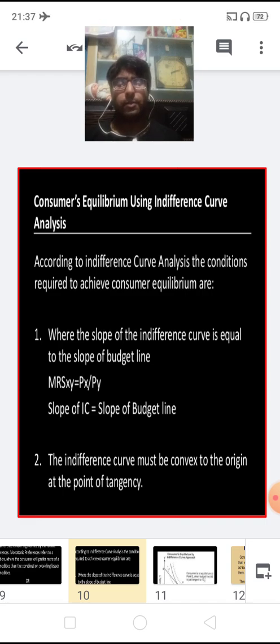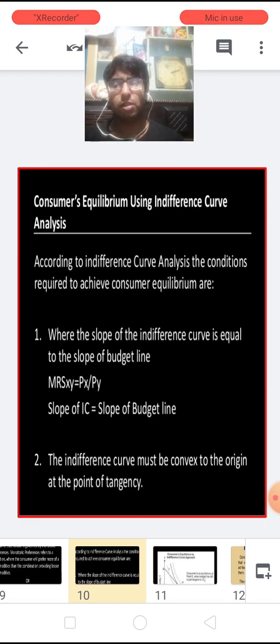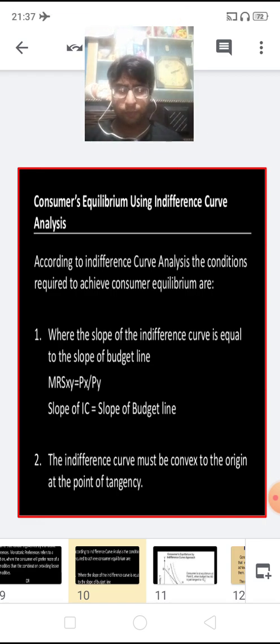Now the second condition says that at the equilibrium point, the E point, the budget line is tangent to the highest indifference curve.